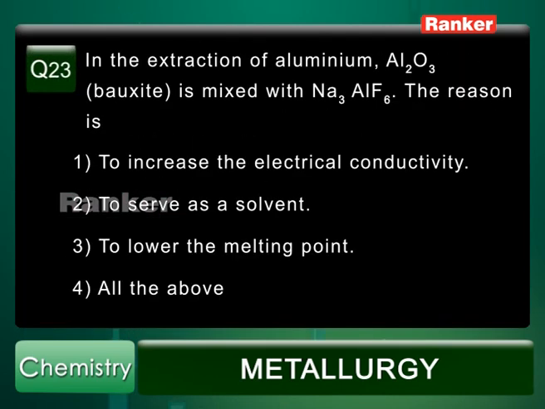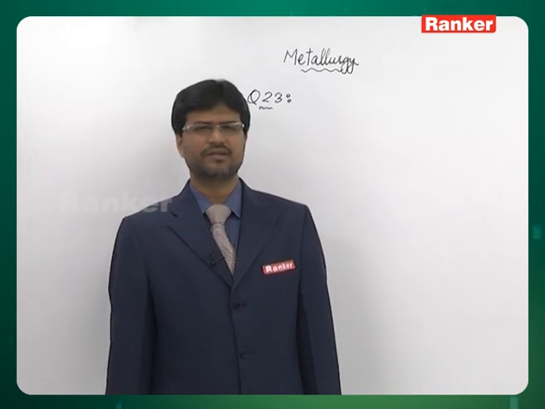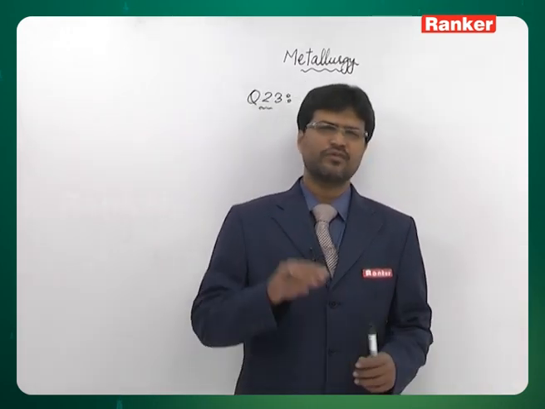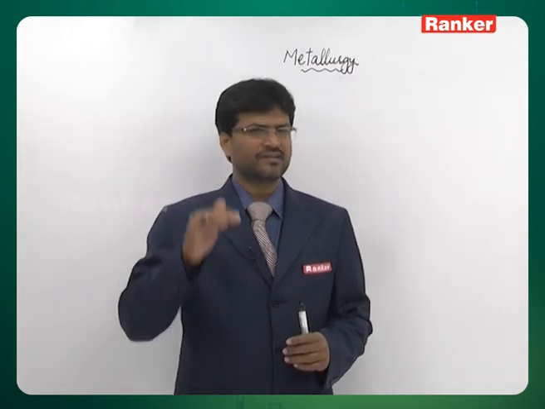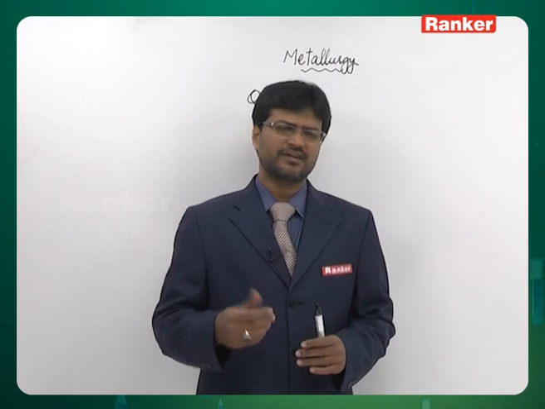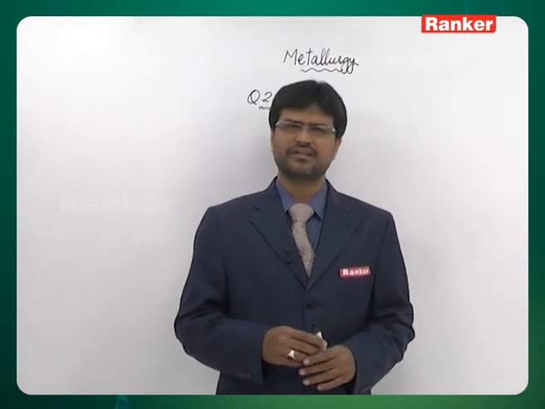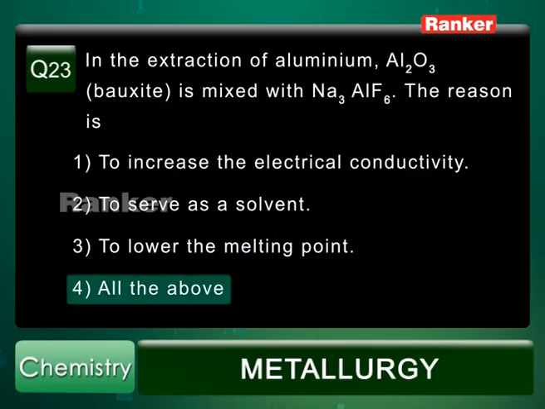Question number 23. In the extraction of aluminium, alumina is mixed with cryolite. The reason is, first option, to increase the electrical conductivity, second option, to serve as a solvent, third, to lower the melting point, number 4, all the above. The correct answer is all the above. Alumina is a bad conductor and its melting point is also very high. To overcome these two problems, we add cryolite. Cryolite makes it melt at a lower temperature of about 900 degrees Celsius, and it increases the electrical conductivity of the mixture. So the correct answer is fourth option.